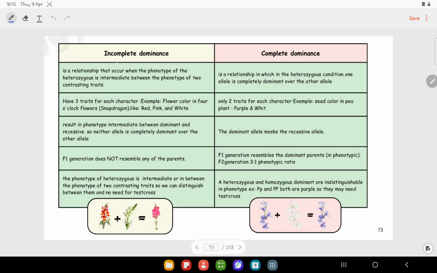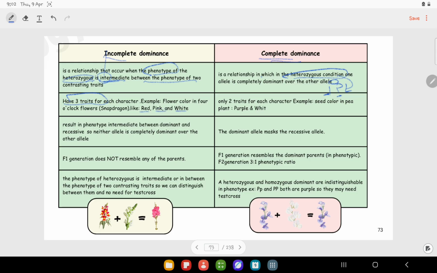We can talk about some differences between incomplete and complete dominance. In incomplete dominance, we have a phenotype that appears in the heterozygous condition, and it's intermediate, in between the two phenotypes of the parents. Complete dominance is a relationship where, in the heterozygous condition, the dominant allele completely covers or masks the effect of the recessive allele. Here we have three traits. For example, in the Snapdragon flower, we have red, pink, and white.